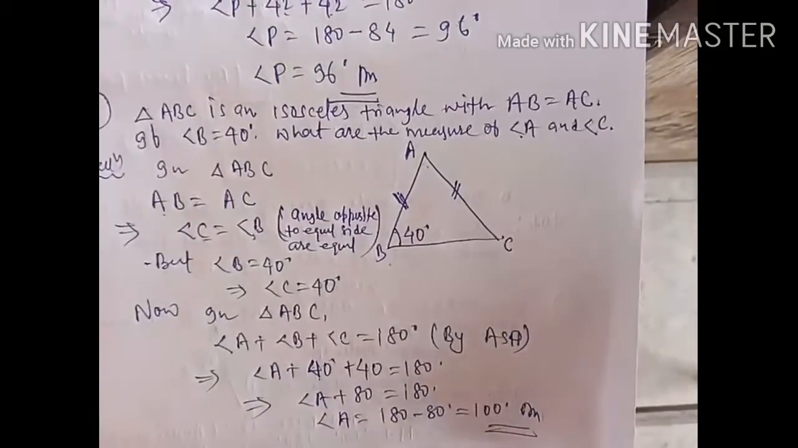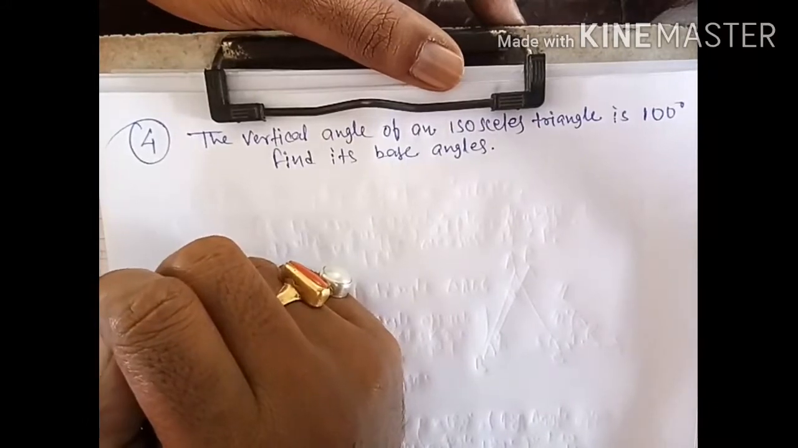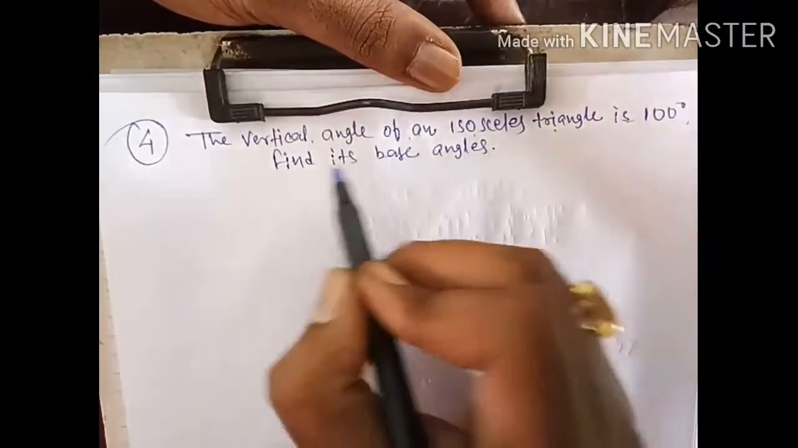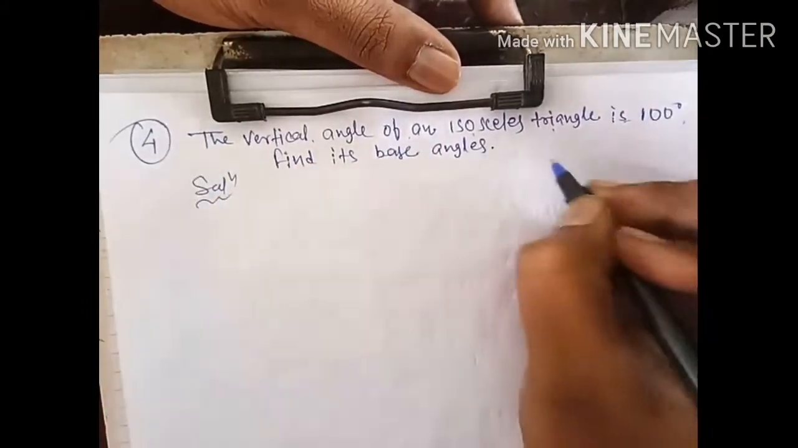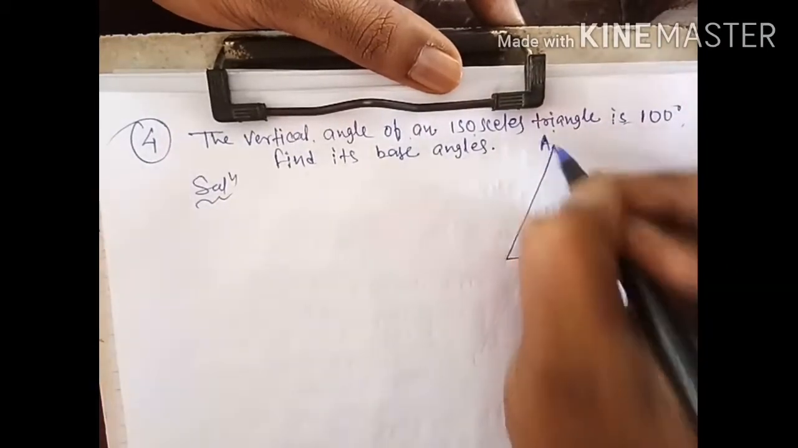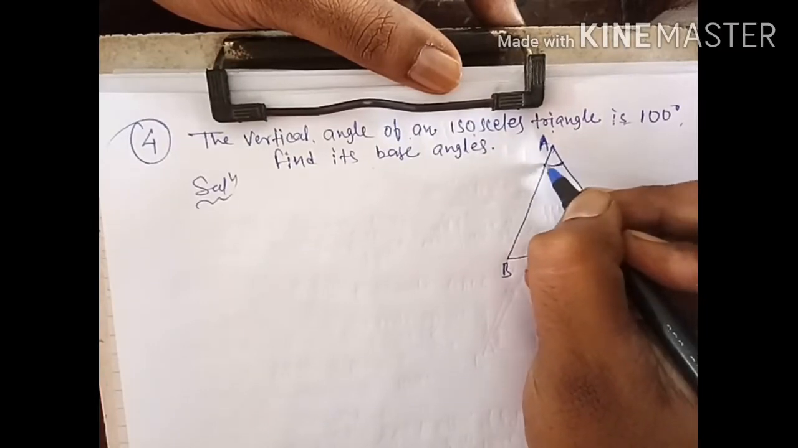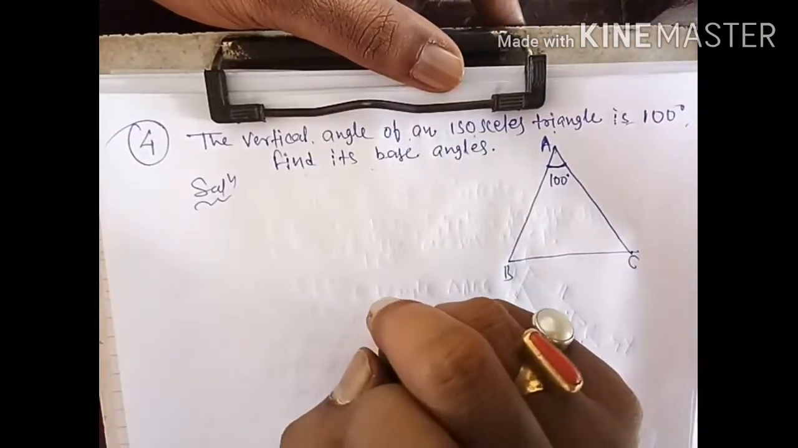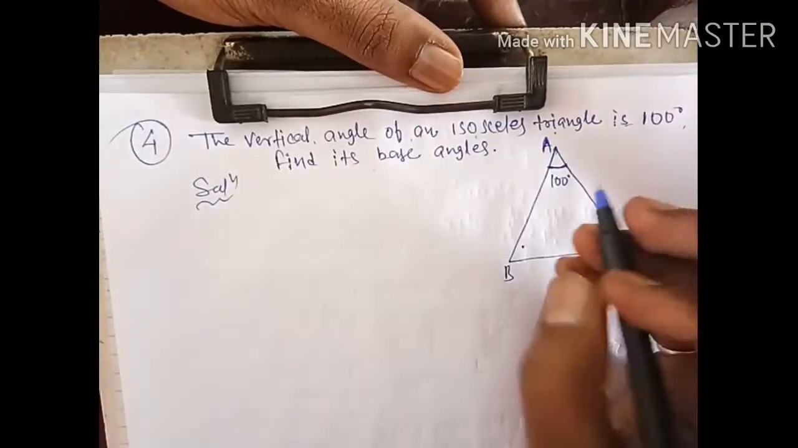This is the answer. In question number 4, here given that the vertical angle of an isosceles triangle is 100 degree. Find its base angle. First you make a triangle. This is triangle ABC. Name them A, B, C. This angle is vertical angle. Suppose this is 100 degree. You have to find base angle, and triangle is isosceles.